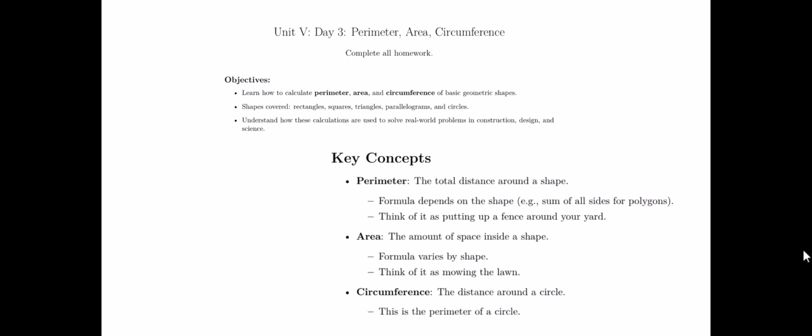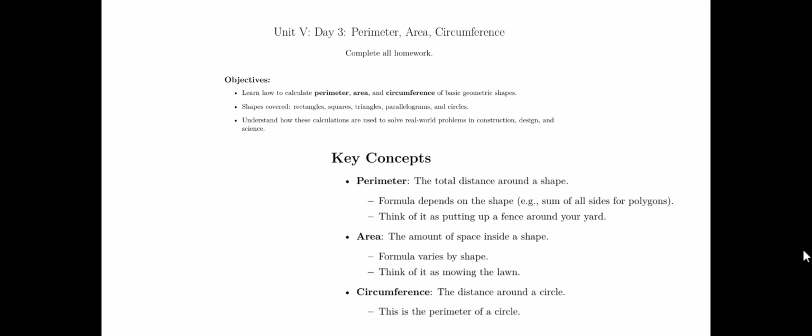Before we get too far, I just want to review a couple concepts. Perimeter. Now, perimeter is the total distance around the shape. Of course, for all of these, the formulas are going to vary depending on the shape. But for perimeter, I just think add all the sides up. And the way to think about perimeter is as if you're putting a fence around your yard.